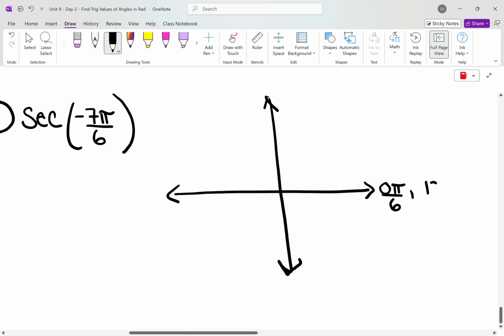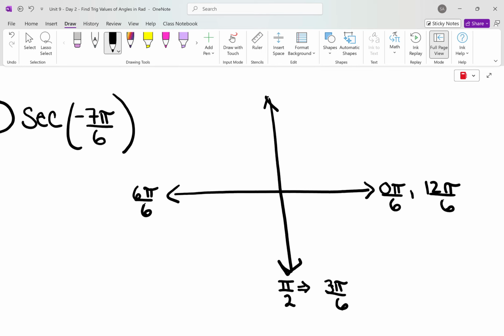we just start labeling. So this is 0 pi over 6 and 12 pi over 6. But because it's negative, don't I now move clockwise instead of counterclockwise? So the 90, the pi over 2, will be down here. But to make a denominator of 6, I'm going to have 3 pi over 6. This is 6 pi over 6.